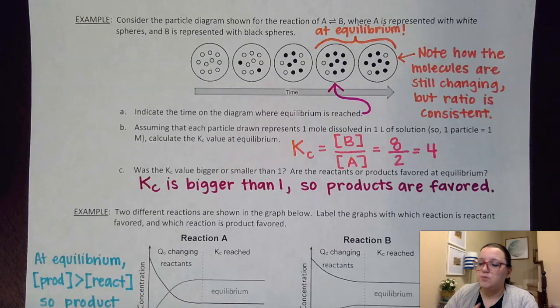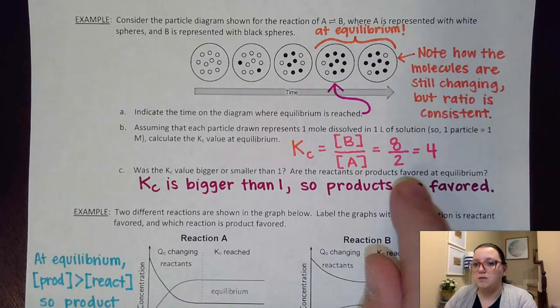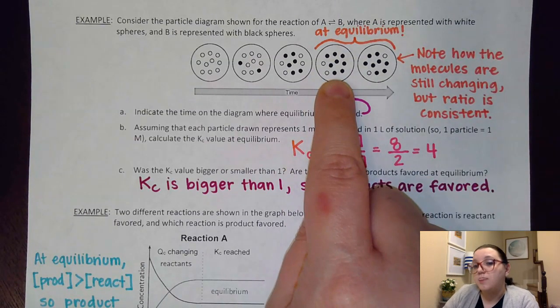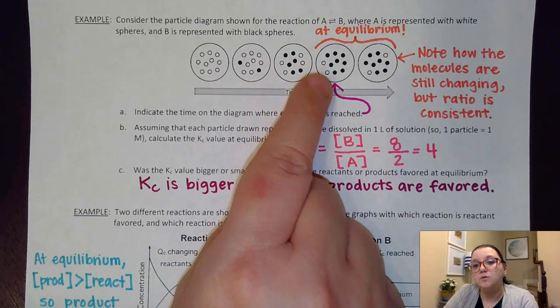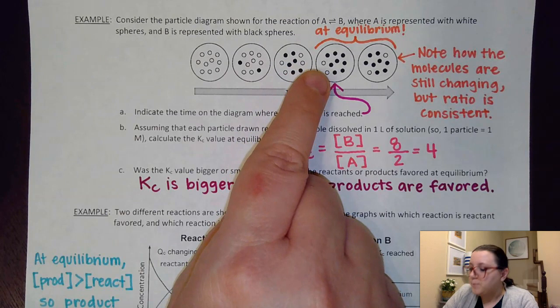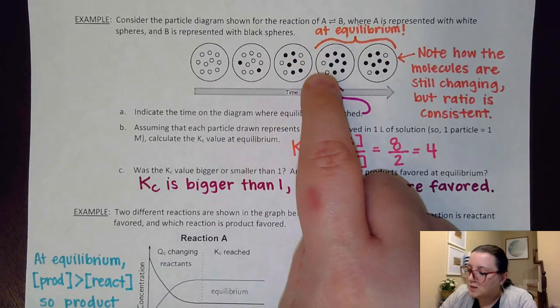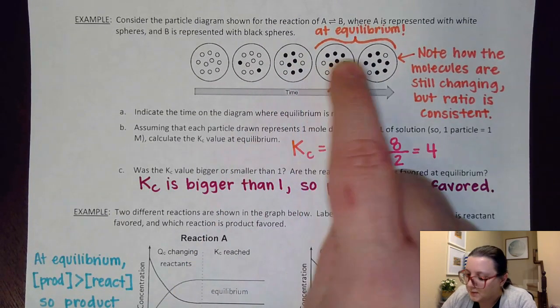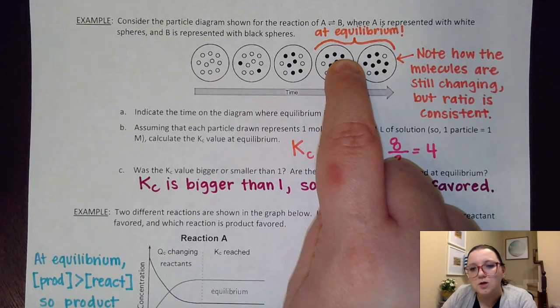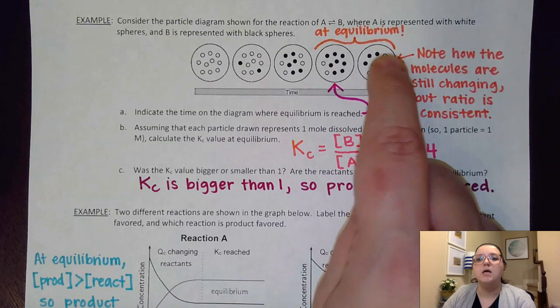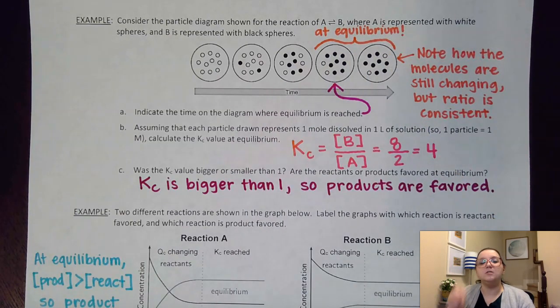However, I want to point something out here, and I made a note about it on the side. At this point in time, I had these 2 molecules as my reactants. But as I moved to this one, this reactant right here became a product, and this product that was here became a reactant. There were still changes in those molecules occurring, even though the ratio of reactants and products remained consistent.